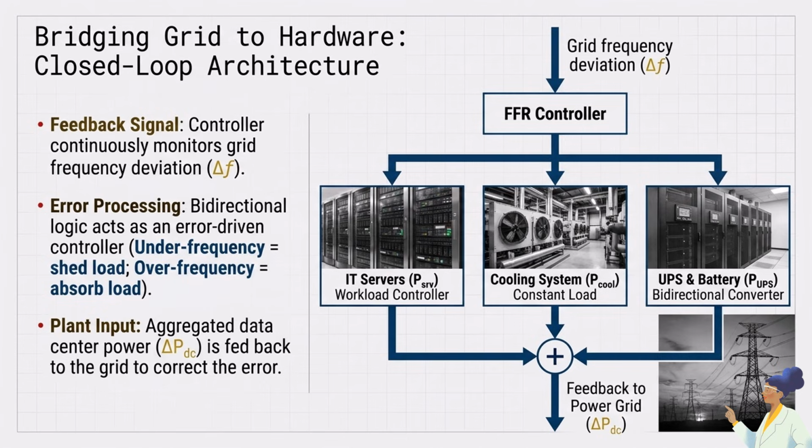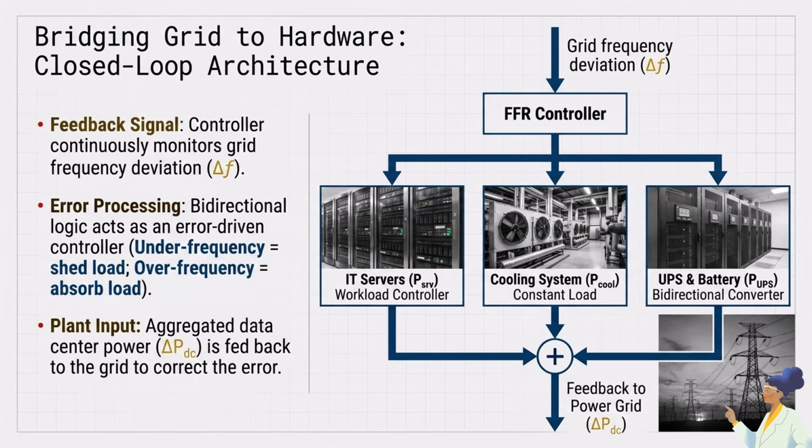Bridging grid to hardware: closed-loop architecture. To complement this, we design a classic closed-loop architecture. The feedback signal is the grid frequency deviation, delta F. The data center's FFR controller continually monitors this error signal. Our controller logic is bidirectional.